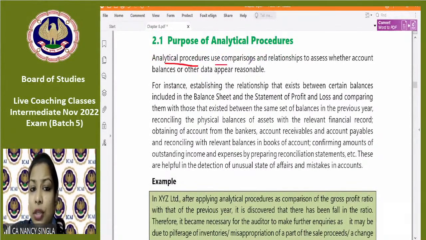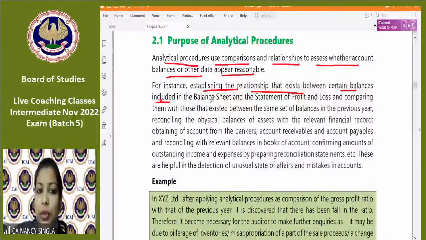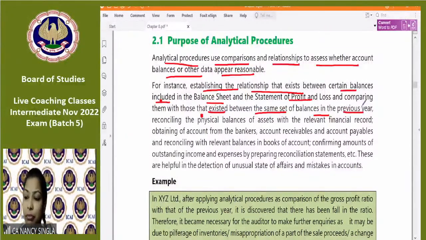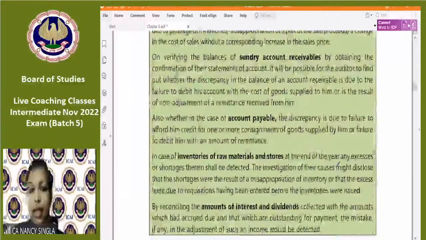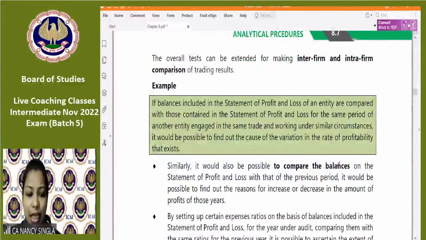See, analytical procedures use comparisons and relationships to assess whether account balances or data appear reasonable. Establishing the relationship that exists between certain items included in the balance sheet and statement of P&L, and comparing with those that existed between the same set of balances in the previous year. That is, you are comparing the ratios with the previous year. These are helpful in detection of unusual state of affairs and mistakes in the accounts. Okay? Whatever I'm not reading, you need to go through, since we have limited time. That is why I'm taking you through the crux lines.